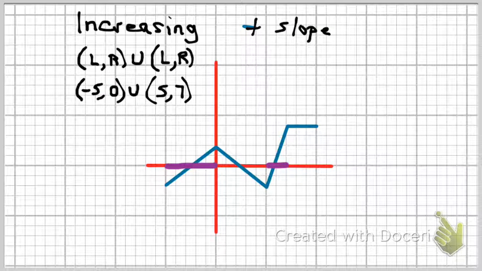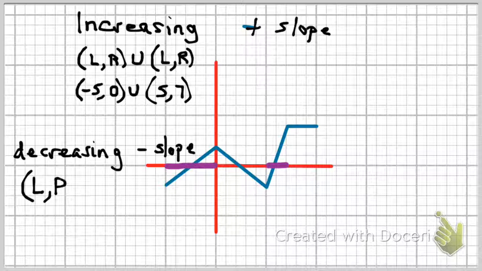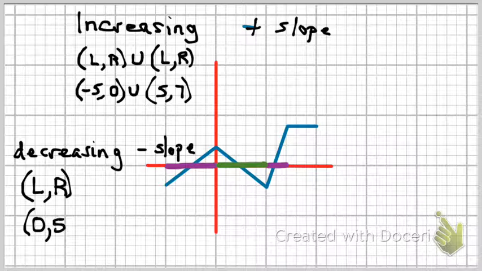Okay, next is when is it decreasing? So decreasing, what do you think that is? When I have negative slope, it's decreasing. All right? And I'll write my answer again in interval notation, left, right. So when is this graph decreasing? 0 to 5. So I would write 0, 5 is decreasing.